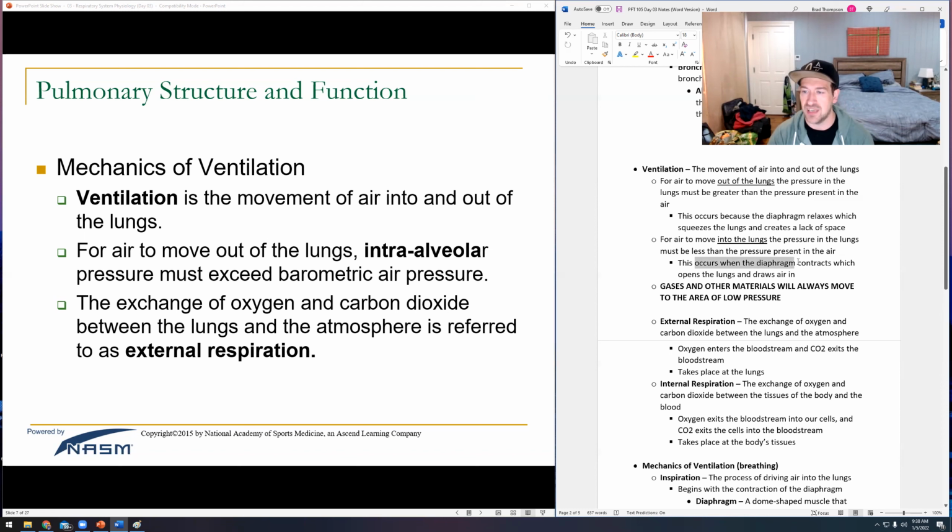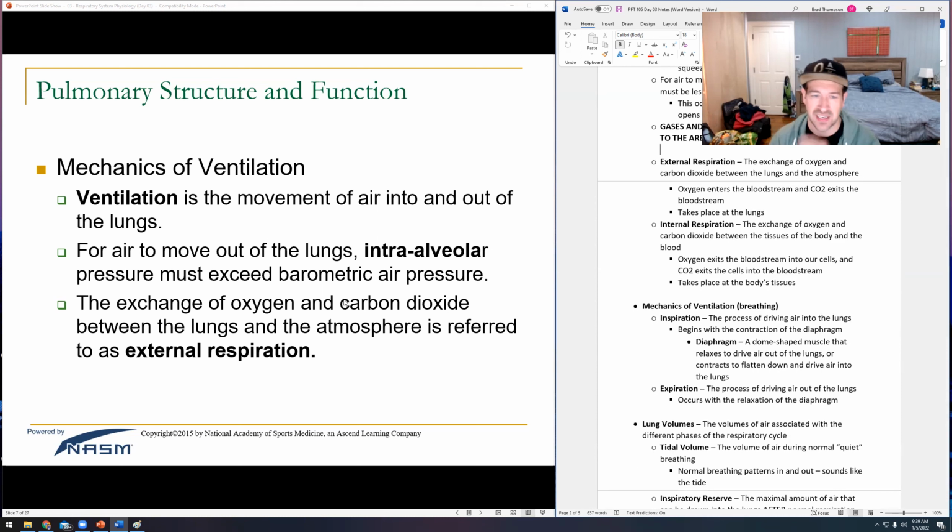And so this occurs when the diaphragm contracts downward, and that causes the lungs to open up. It causes there to be a lot of big empty space. And nature's like, well, that's gross. I don't like empty space. So it goes to fill it and it drives air into the lungs. So gases and other materials, as a rule of thumb, guys, will always move to the area of low pressure. It'll always go to the area of least resistance, you know? That is sort of ventilation in a nutshell.